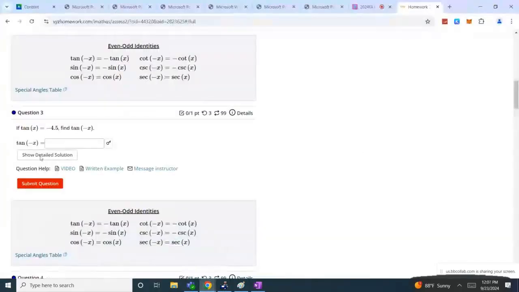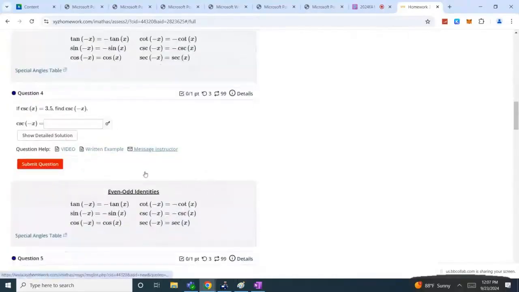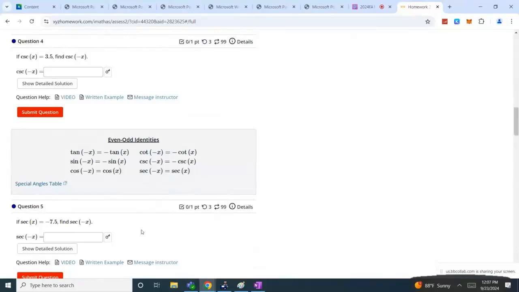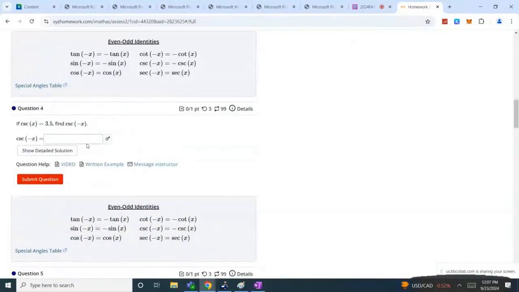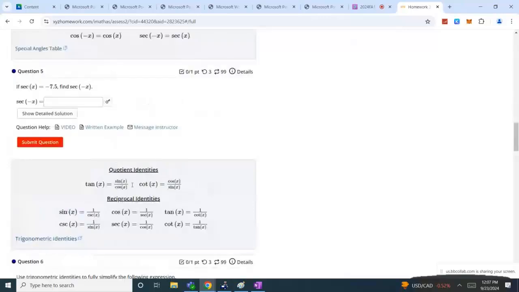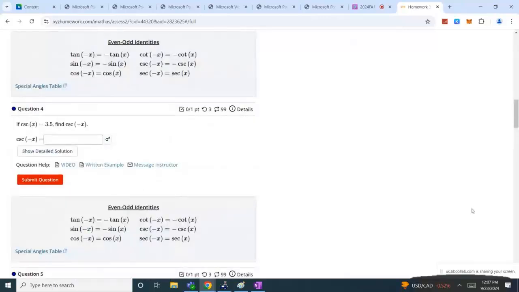All right, so if we take a look at this one, you should have positive 4.5. And then let's take a look at, I guess we'll do all of these. Okay, so number 4 says the cosecant of x is equal to 3.5. Find cosecant of negative x. So now, even though I didn't write all 3, the cotangent of negative x is equal to the negative cotangent of x. So notice the tangent and the cotangent are similar.